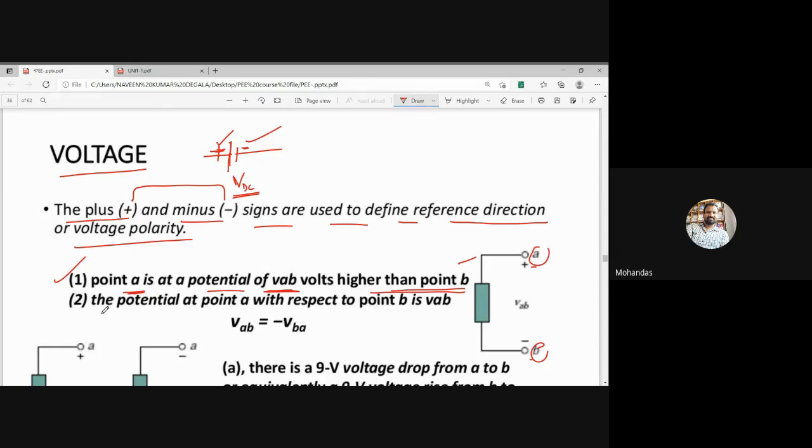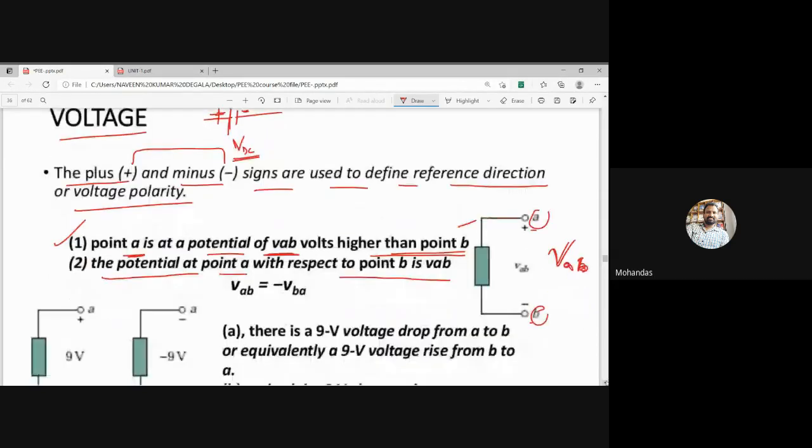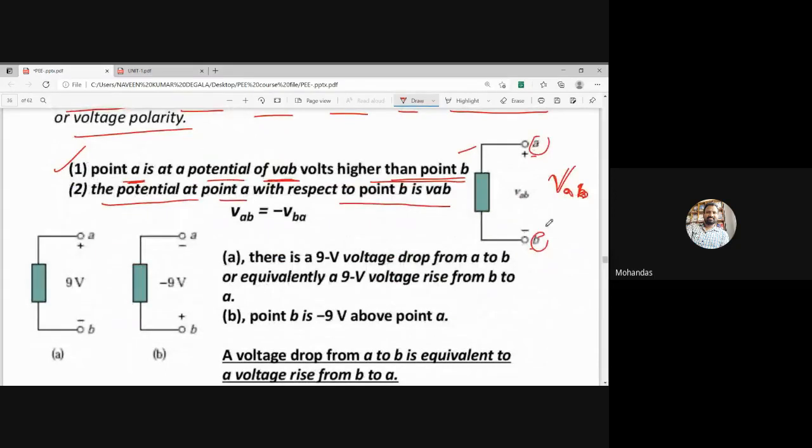Now, in a similar manner, the potential at A with respect to the point B is known as VAB. There are 2 points. These are some basic things which are required to understand KCL and KVL. If you want to write this voltage, you can write VAB, this is plus and this is minus.